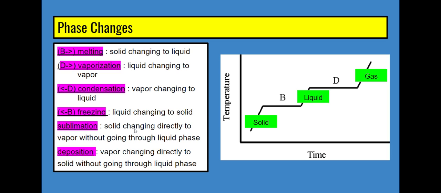But additionally, you do have two other types of phase changes that involve a more drastic change. So for example, anytime you're going from a solid to a gas, completely skipping the liquid step, that is called sublimation. And then if you have gas skipping the liquid step again, going straight from gas to a solid, that is called deposition. Vapor changing directly to solid without going through the liquid phase. Okay, so take a second to review these, and then we'll ask you a question or two.